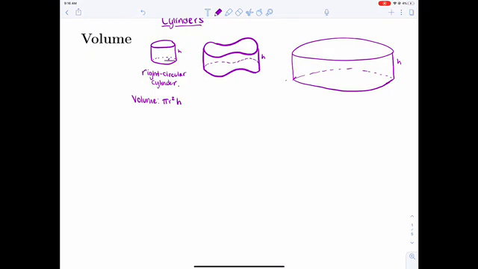Now let's think about where this formula would come from. Pi r squared is the area of the base of the cylinder, and then we multiply it by the height.